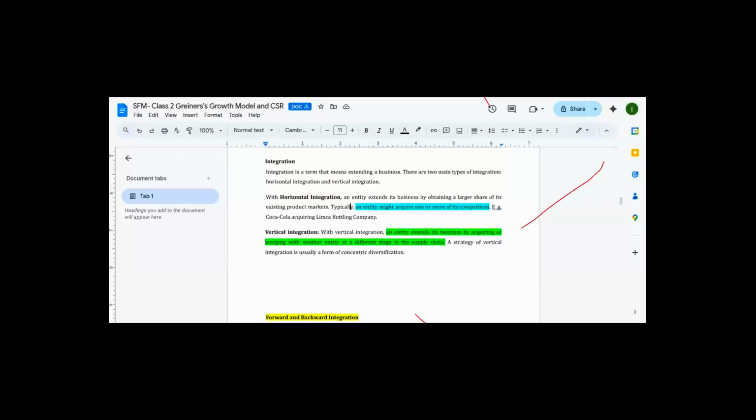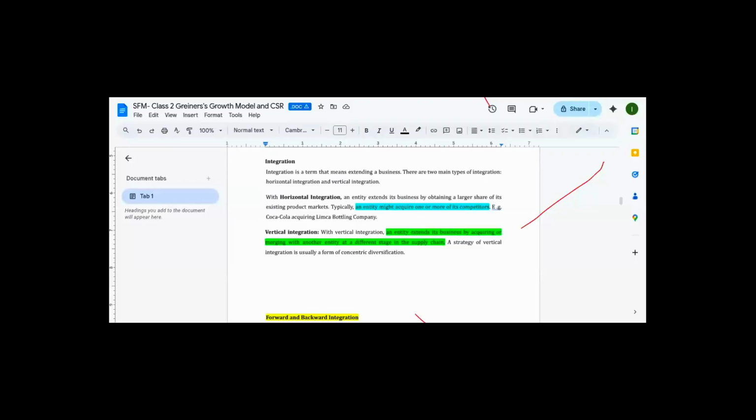A typical example: an entity might acquire one or more of its competitors, e.g., Coca-Cola acquiring Limca Bottling Company. What is the justification for this? Can someone tell me? Why did Coca-Cola invest? They first of all started with what we call a buy-in strategy, meaning they invested a larger proportion of money in the production of this product. They became shareholders in that company, but along the line, they acquired the entire company. And it's for a strategic purpose.